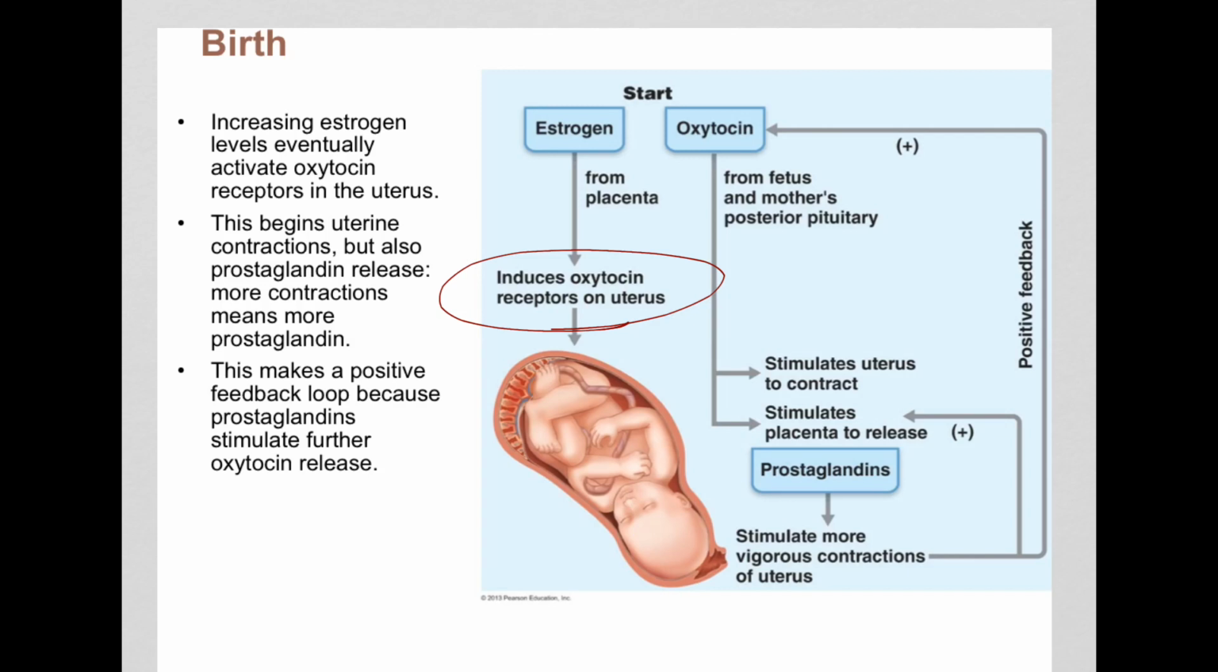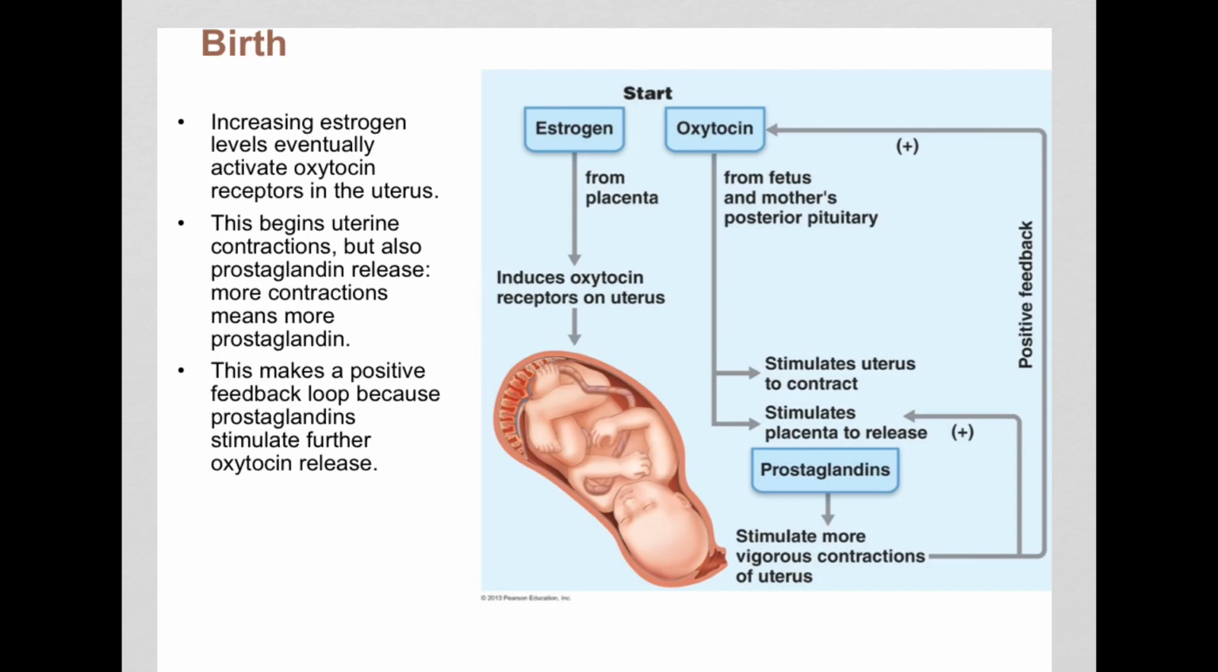And oxytocin is the hormone, remember, coming from the posterior pituitary. And the thing that it does, in this case at least, is it stimulates uterine contraction. And so once estrogen levels get high enough, you activate oxytocin receptors, and from that point, this initiates a positive feedback loop, right? One of the very few positive feedback loops that we talk about.